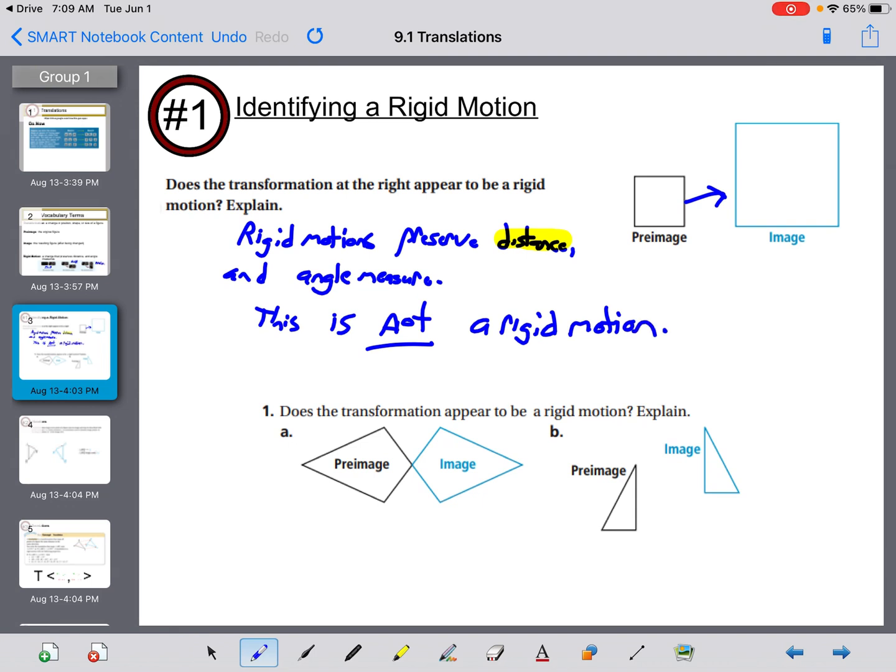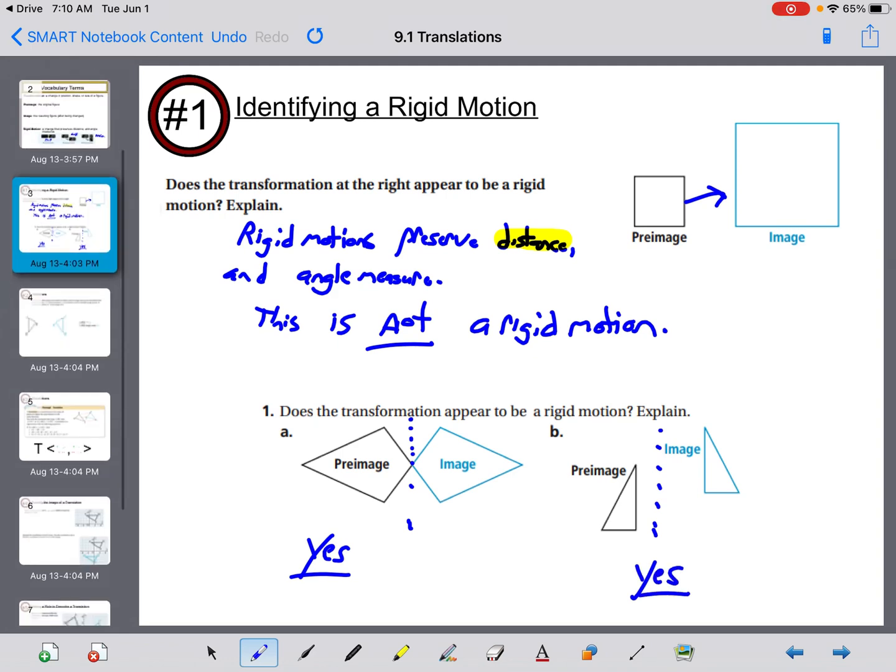Does the transformation appear to be a rigid motion? Explain. Well, all I see is a nice reflection here, okay, and that kept the image the same. And then again here, all I see is a reflection and then a slide from the pre-image to the post-image. They are the same size. That's a rigid motion.